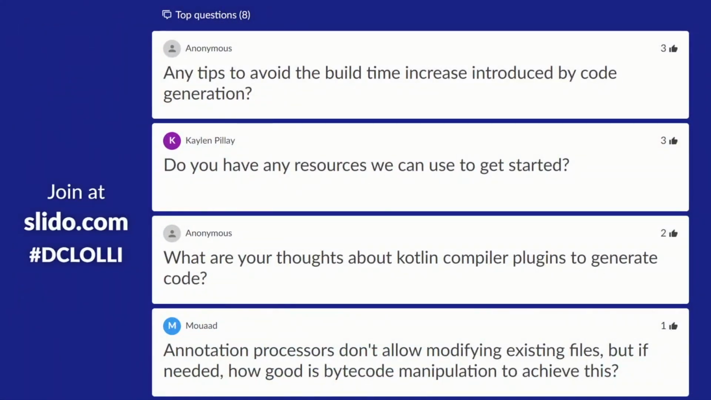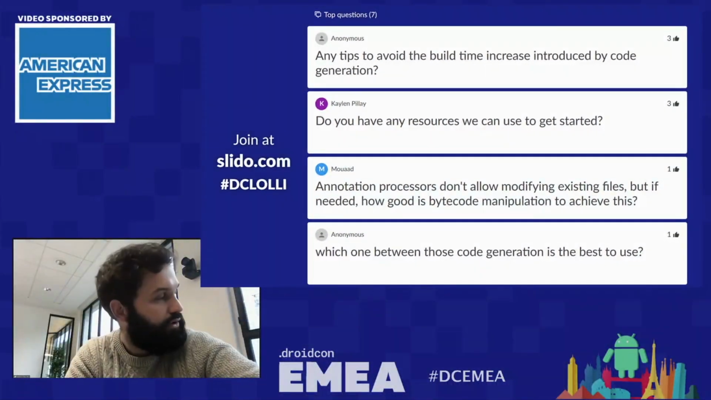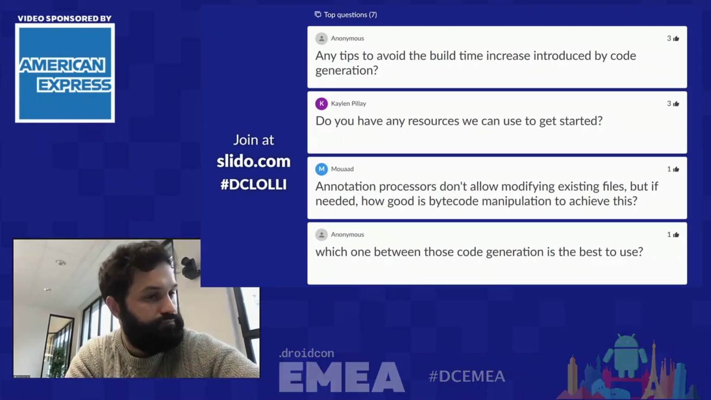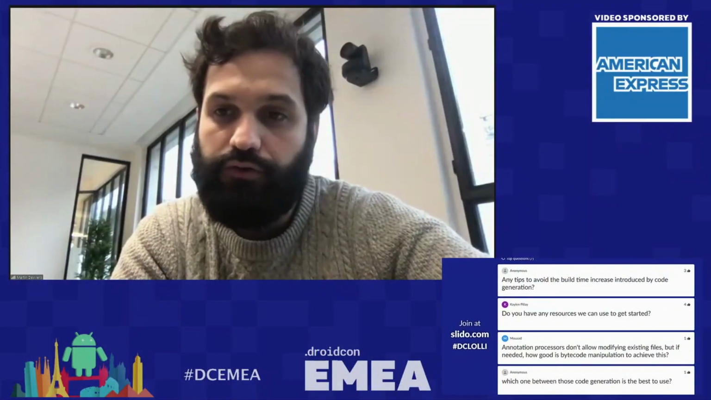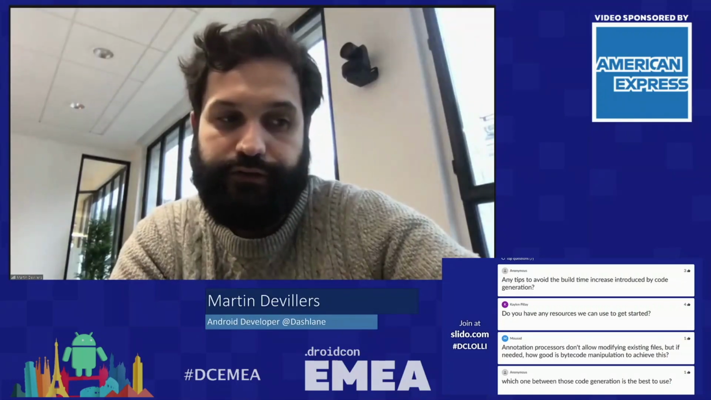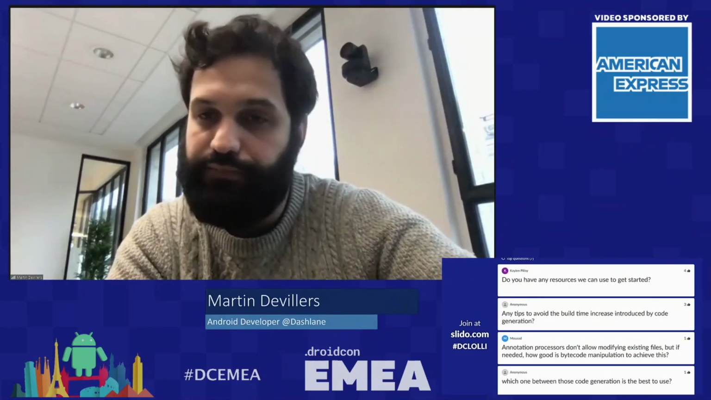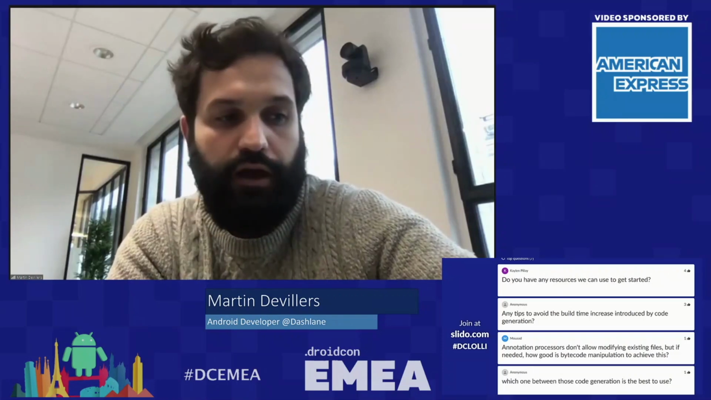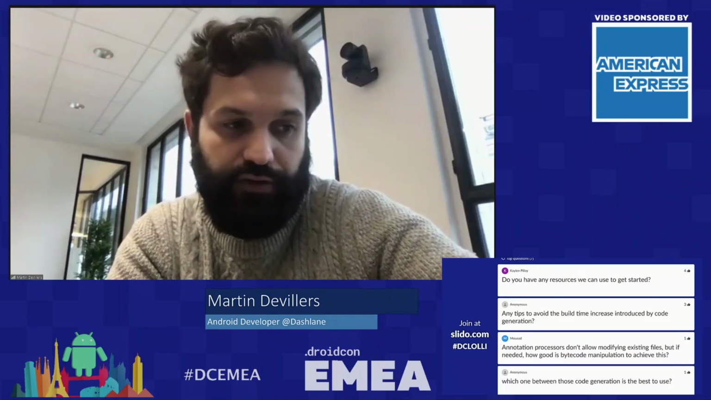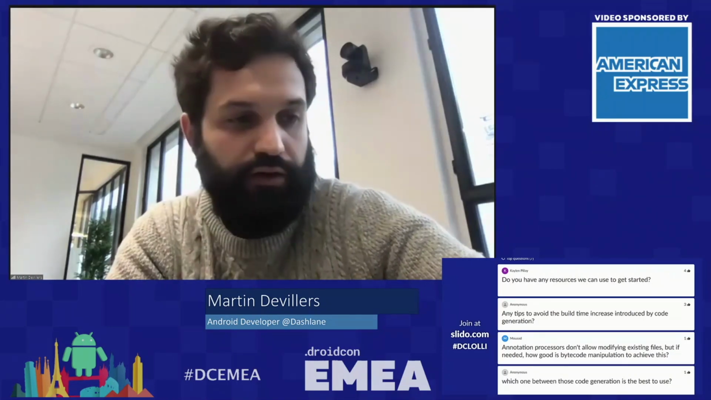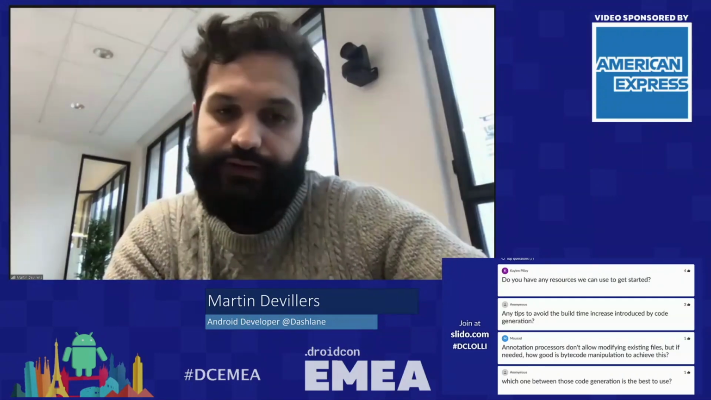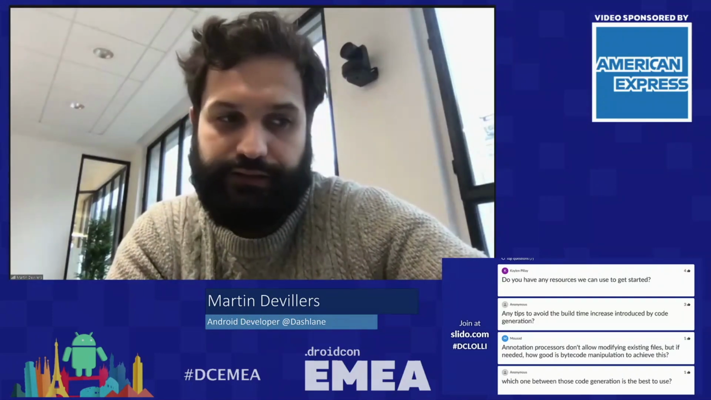Do you have any resources we can use to get started? Not particularly. Honestly, I would say just start small. Start with something very simple where you just have this very simple model that you use and write this really basic code generator, which consumes that model, generates simple model classes.